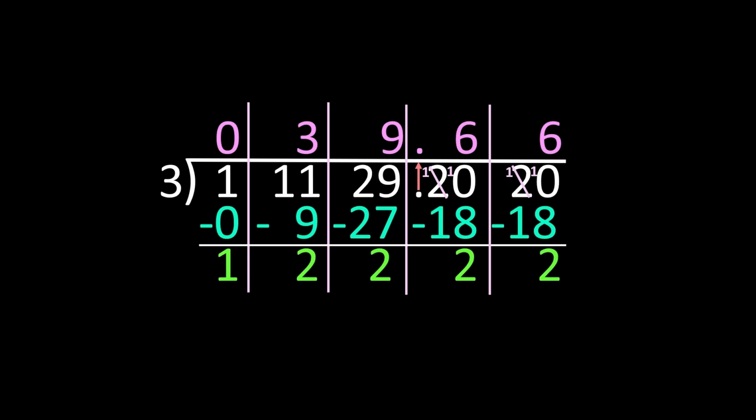So this is where I'm going to stop my division process, and 119 divided by 3 is equal to 39 and 6/10, using the line above the 6 to show that the 6 is a repeating decimal.